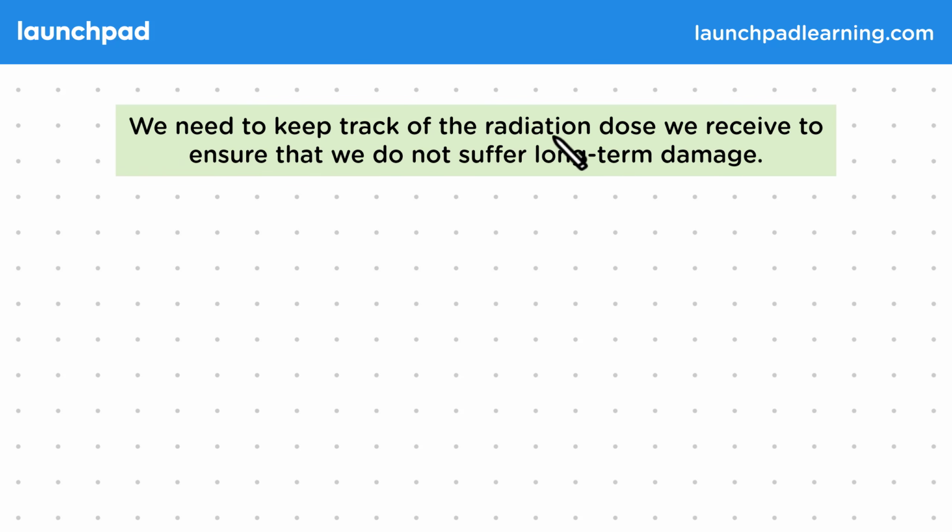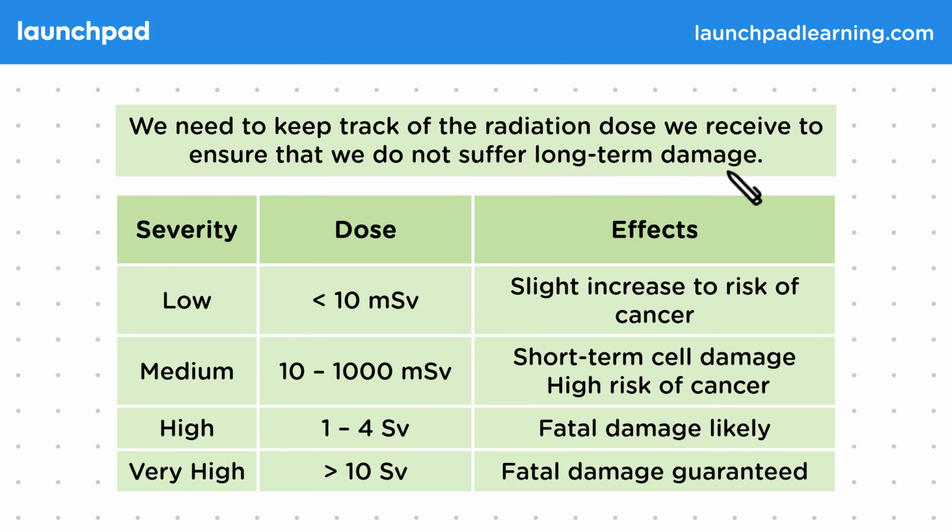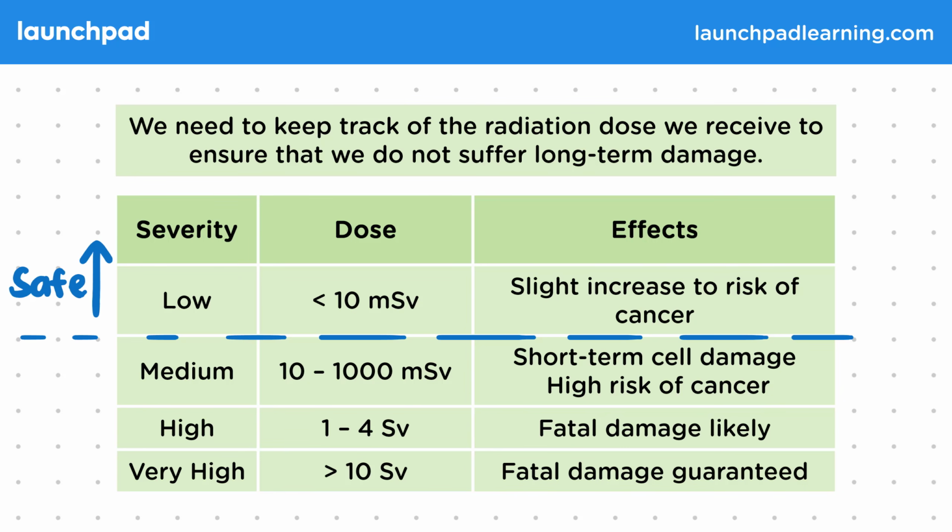Well, we need to keep track of the radiation dose we receive to ensure that we do not suffer long-term damage. This table presents the size and the consequence of each dose. A low dose is less than 10 millisieverts, and with a low dose there's a slight increase to the risk of cancer. A medium dose is between 10 and 1000 millisieverts, and there's short-term cell damage and a higher risk of cancer. With a high dose, between 1 and 4 sieverts, fatal damage is likely, and with a very high dose, greater than 10 sieverts, fatal damage is guaranteed. So we want to keep the radiation dose we receive in the low level.